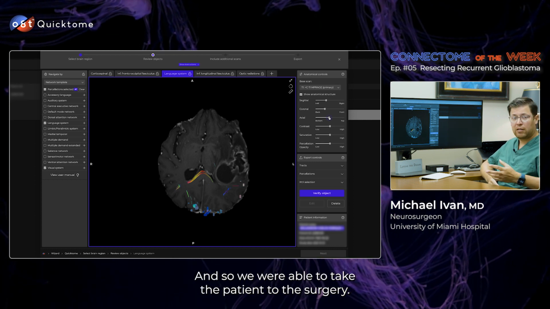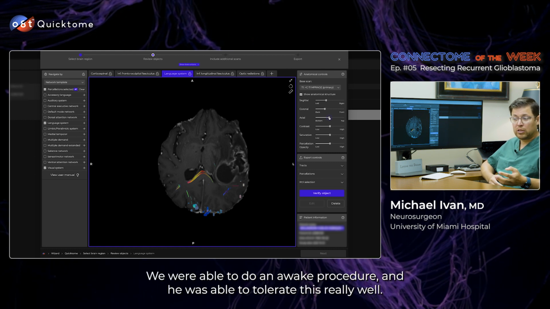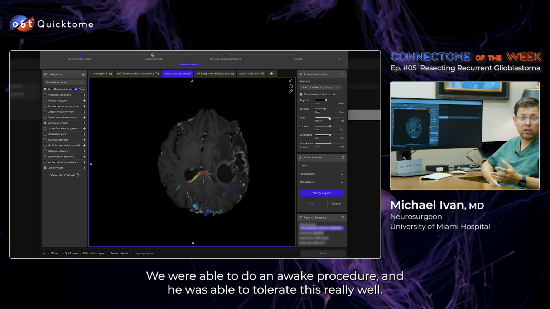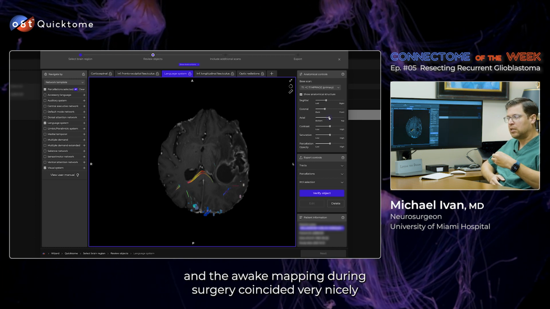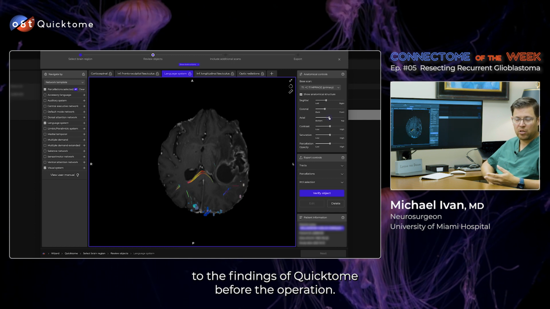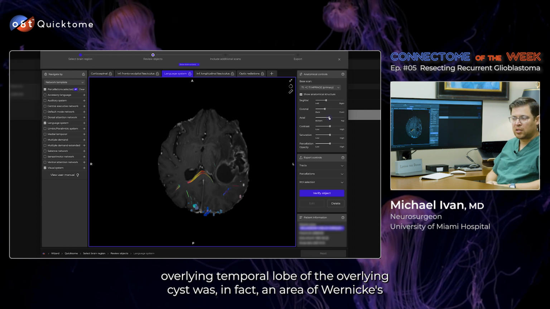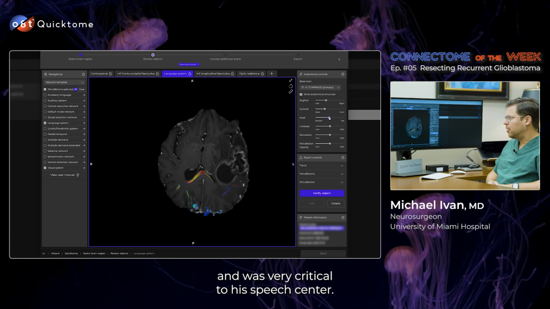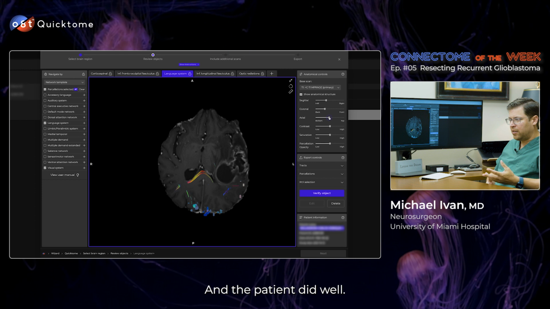And so we were able to then take the patient to the surgery. We were able to do an awake procedure, and he was able to tolerate this really well. And what happened was that the awake findings and the awake mapping during surgery coincided very nicely to the findings of the Quicktome before the operation. Again, once reassuring ourselves that this overlying temporal lobe of the overlying cyst was in fact an area of Wernicke's and was very critical to his speech center, we were able to get a safe maximal resection, greater than 95%, and the patient did well.